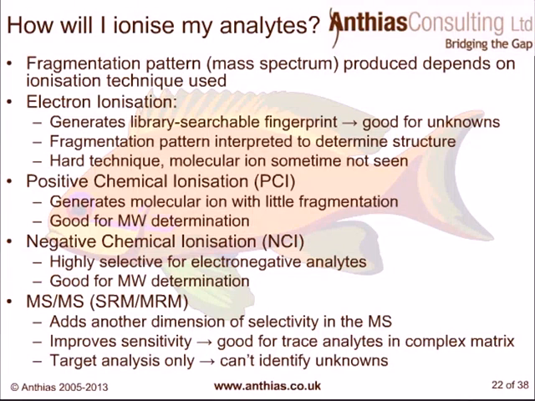You can also go into MSMS. This is electron ionization generally, but you can also use other techniques. This adds another dimension of selectivity in the mass spec, so it's very good for improving sensitivity for trace analytes in a complex matrix, but it is generally target analysis only, so we can't use it directly to identify unknowns. The first question with ionization is: is it target analysis or is it identifying unknowns?